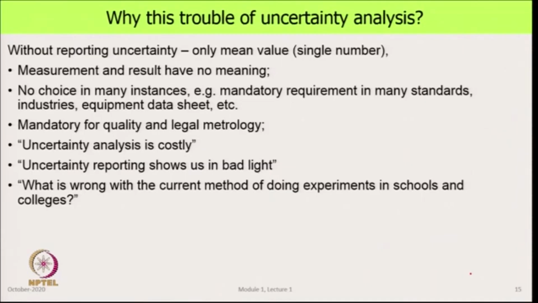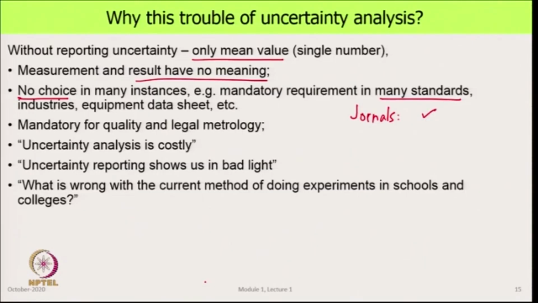First, and of course, the most important thing from a scientific perspective is, if you do not report an uncertainty, only a mean value, the measurement has no meaning, matter ends. Then, in many instances, like we saw standards just now, we do not have a choice. The standard says you must report the uncertainty. There are many instances where there are research journals which say that unless you report the uncertainty, we will not publish your paper. There again it is mandatory.